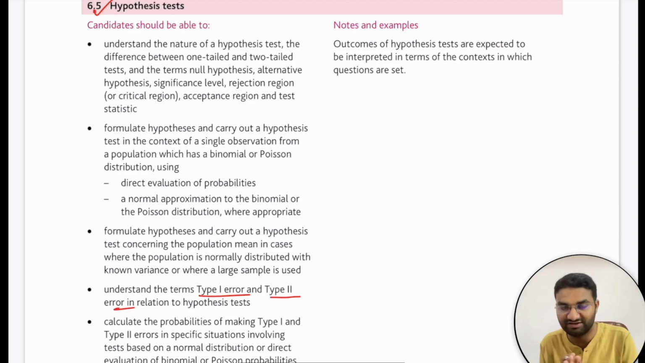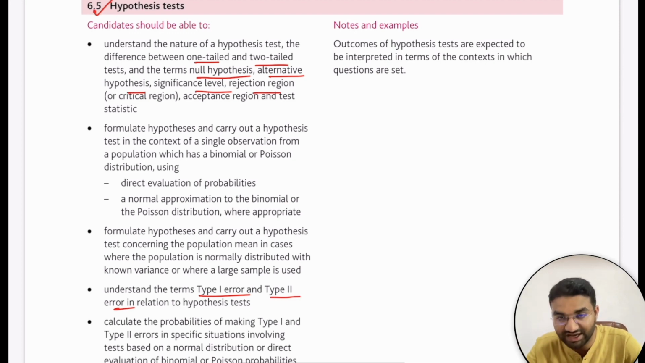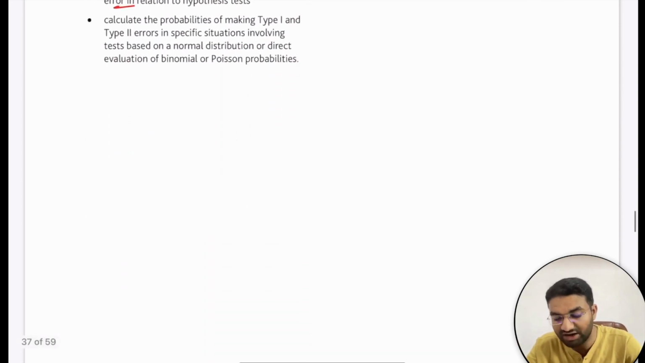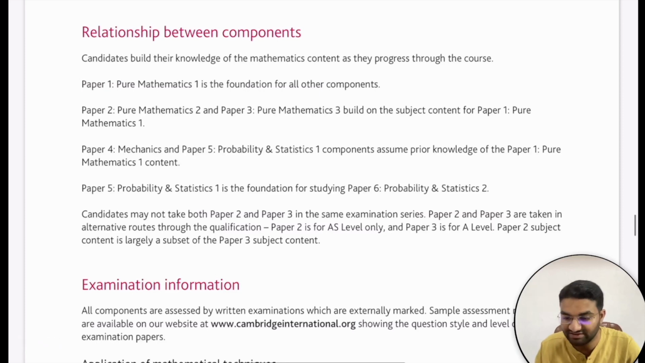In hypothesis testing, you will get to know what a one-tailed test, two-tailed test, then null hypothesis, alternative hypothesis, significance level, rejection level are. These are the topics, and these are all very easy, interesting topics. Fine. I hope you understood all these concepts.